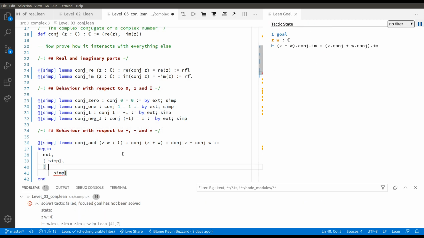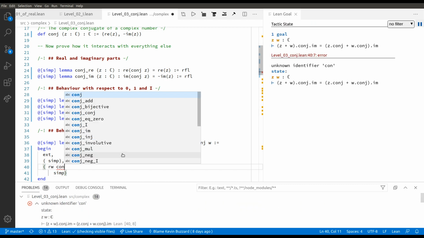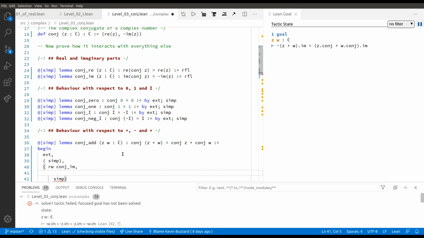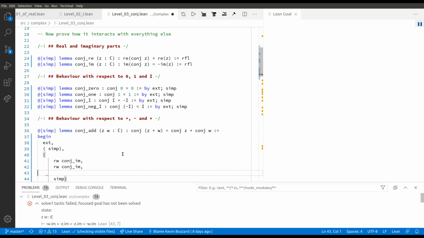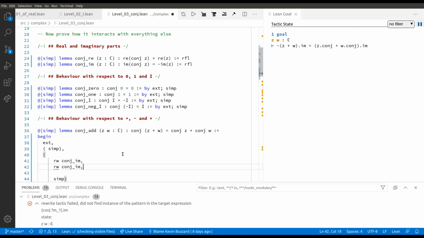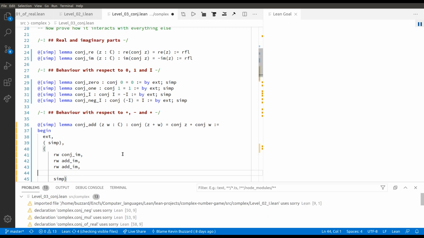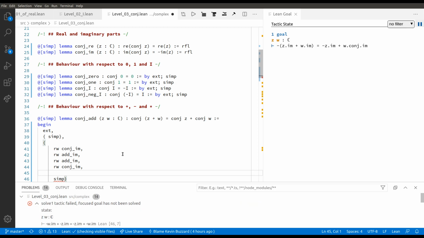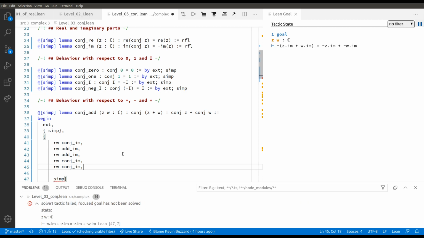And let's try and work out why that is. So we could rewrite, what can we do? We could write conj_im, I guess. There, and we could do it again. Oops, let's not do it like that. There, oh, we can't do it again. Oh, we have to rewrite add_im, don't we? There, and now I think we need to rewrite add_im again. There, and now we need to rewrite conj_im, and twice. And there we go. So now we can see what the goal is.